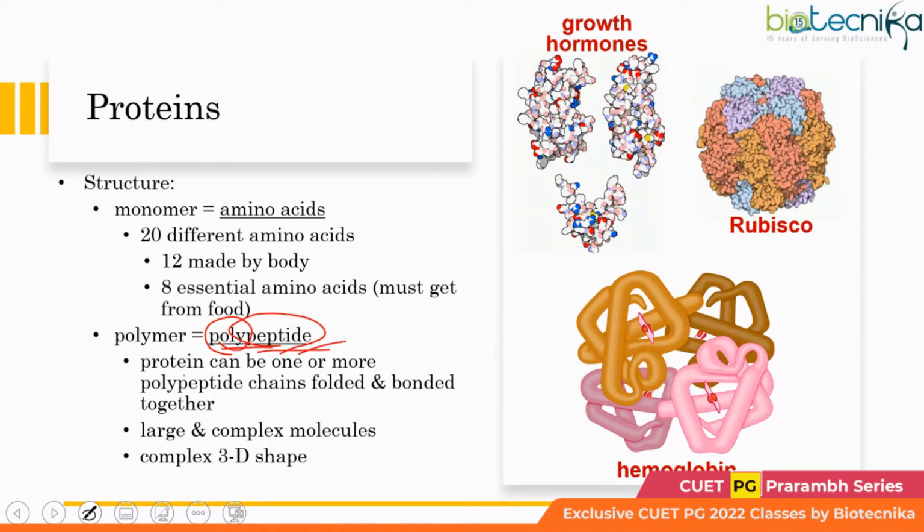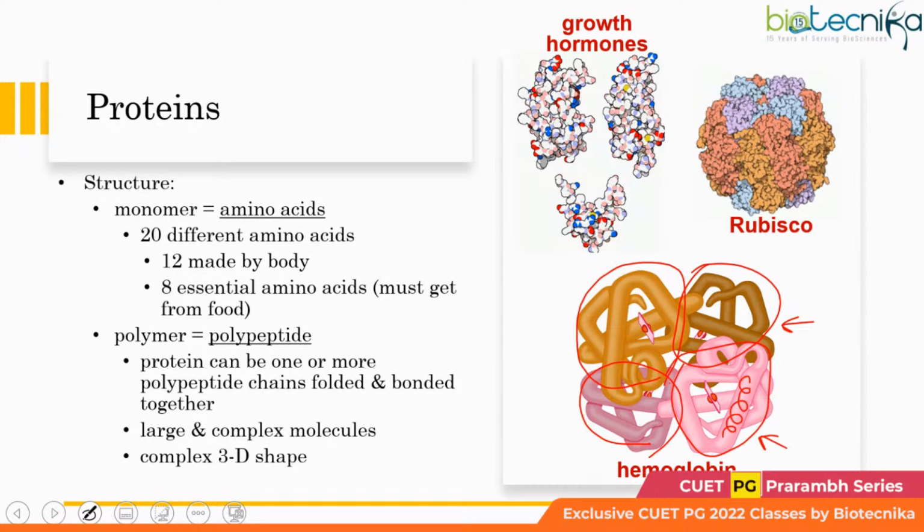Okay, many bonds. A protein can be one or more polypeptide chains folded and bonded together. As you can see here, hemoglobin actually has 4 polypeptide chains given in different colors, and each one of them has folded in a different way. In this protein they have many structures. They are not visible properly. They have just given an overall structure, but there are many detailed foldings. Each of these folded chains has assembled together, and that's how they have got a complex shape.